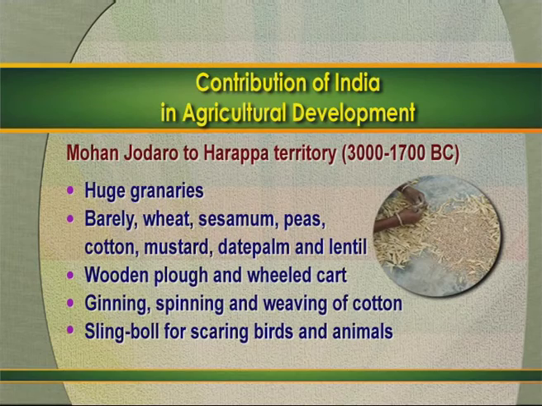Now, you see, the Mohenjo-daro and Harappan territory was the center of the agriculture revolution in the Indus Valley during the period of 3000 to 1700 BC. Excavations in this area have revealed a huge number of granaries, and barley, wheat, sesame, peas, cotton, mustard, date palm and lentil were the main crops.